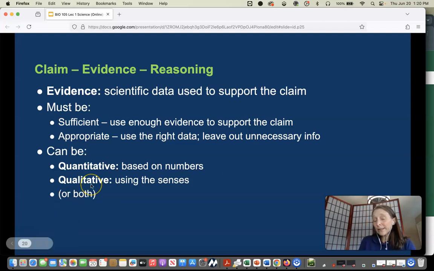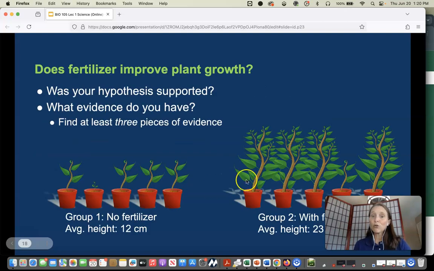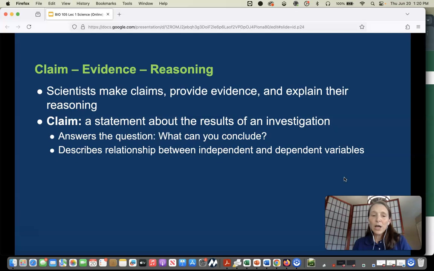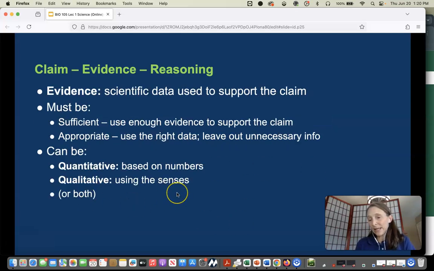Now, there's also qualitative data that is important as well. You can use your senses. So you may look at the leaf color on the group with fertilizer and compare that to the leaf color in the group with no fertilizer. So again, that is some qualitative data that you can look at to say, does this plant look healthier? Because here maybe the leaves were yellow and maybe here the leaves were very green. So again, that's qualitative data that you can use.